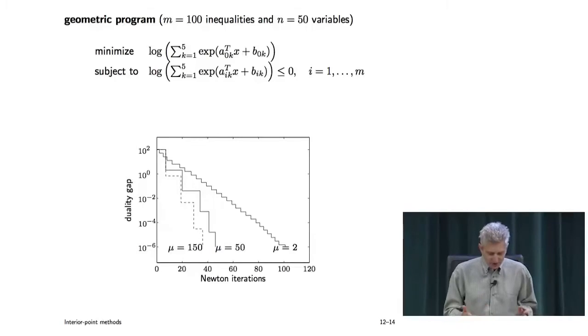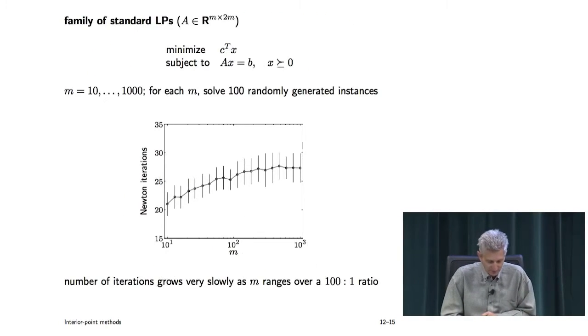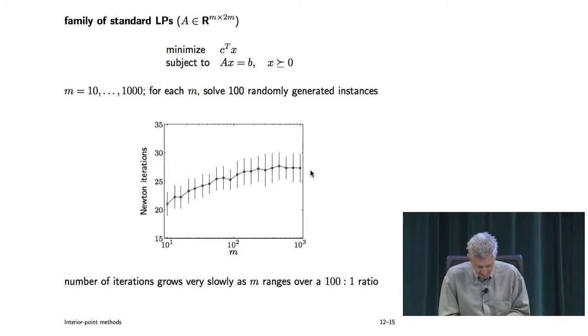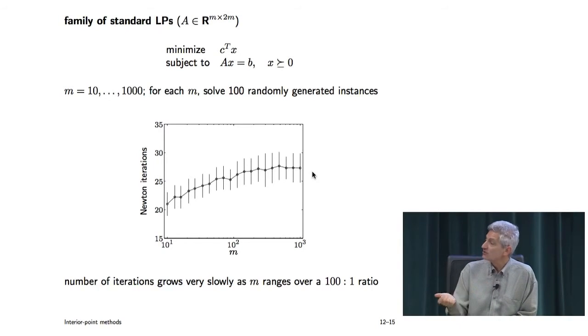All right, so here's a GP. Guess what? It looks the same. This is with log sum x, a bunch of log sum x. That's a geometric program. Here's a bunch of LPs. I think this is the problem you're going to solve, and this is what it looks like. For each one, you get 100 instances for each problem size, and you solve it. So this here is a problem with, I guess, 1,000 constraints and 2,000 variables.